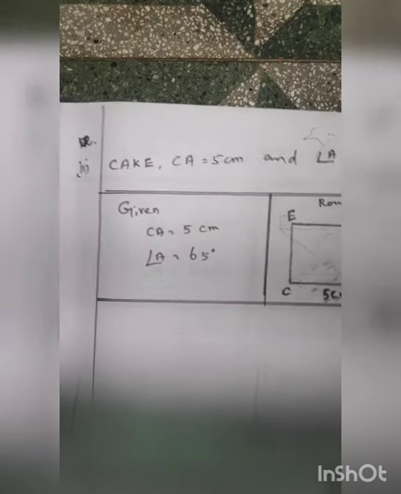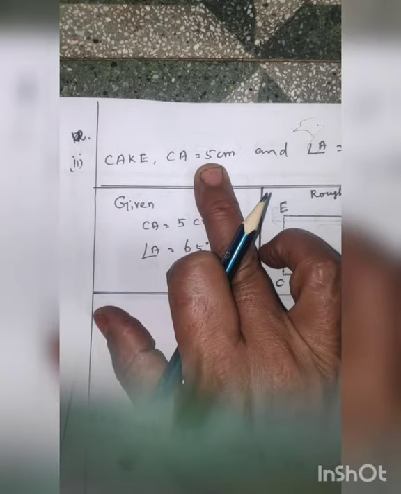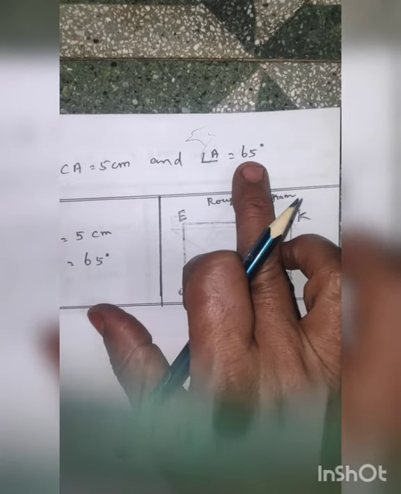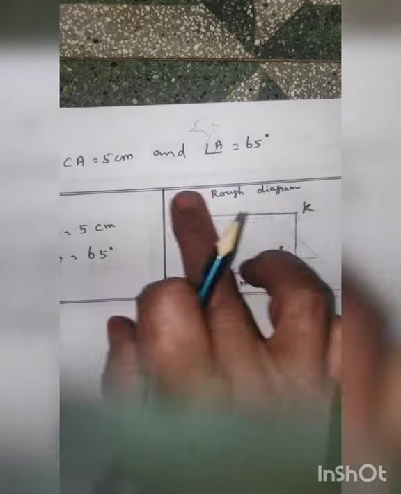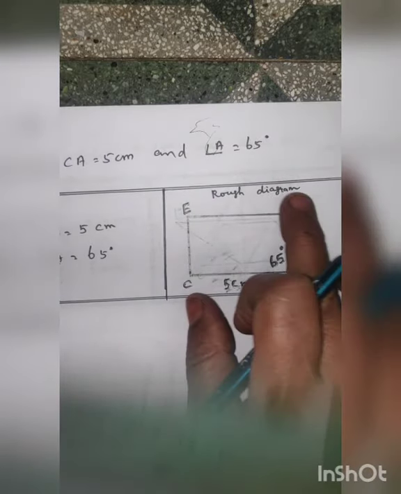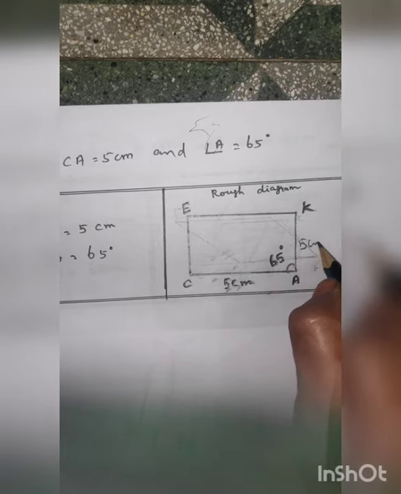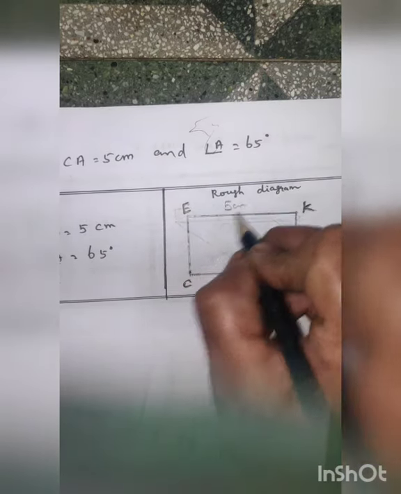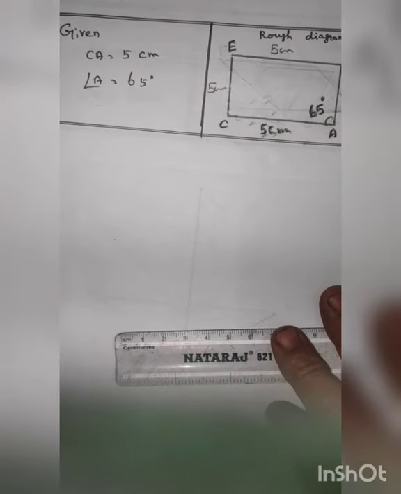Second sum, second Roman letter: rhombus CAKE. CA equal to 5 centimeter, angle A equal to 65 degree. The given values, you write and draw the rough diagram. Now all sides are equal. Here 5 centimeter means here also 5 centimeter, 5 centimeter, 5 centimeter. Now start the sum. Very easy sum. CA equal to 5 centimeter, you measure.